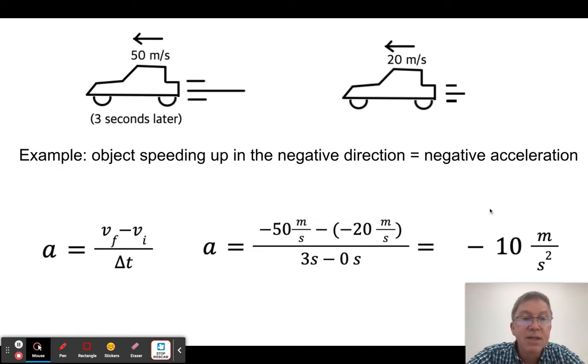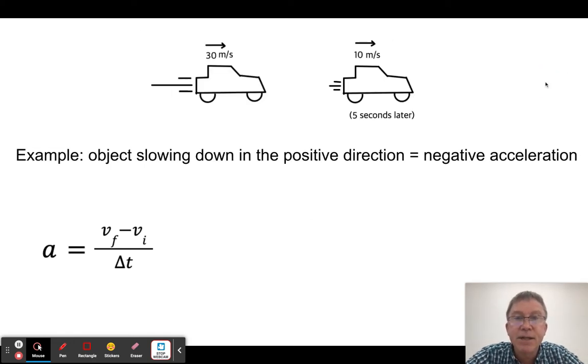This negative then means its acceleration is in the negative direction. And since it was moving in the negative direction, it ended up going faster. But what if it was the other way around?